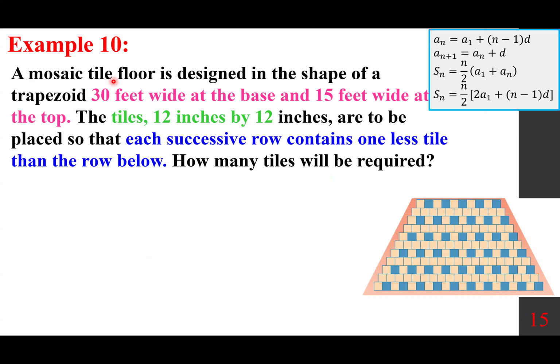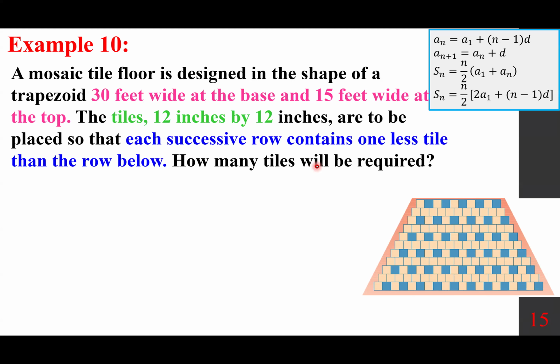Example: a mosaic tile floor is designed in the shape of a trapezoid, 30 feet wide at the base, 15 feet wide at the top. The tiles, 12 inches by 12 inches, 1 foot by 1 foot, are to be placed so that each successive row contains one less tile than the row below. So this one has one more than this one, or you can say this one is one less than this one. That's the way it goes. How many tiles will be required?